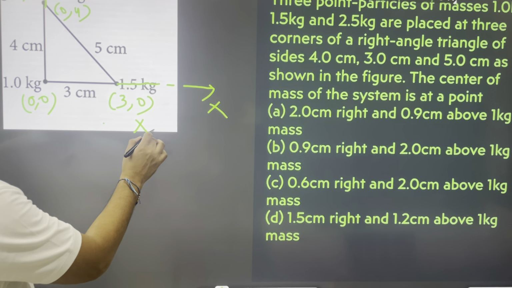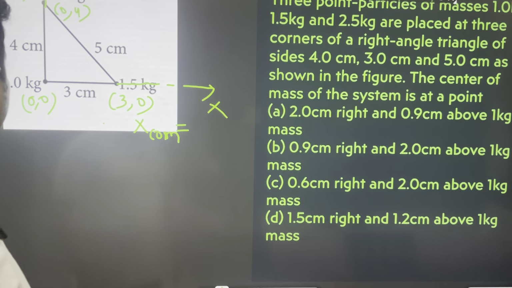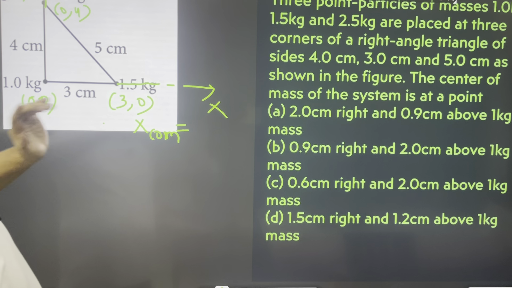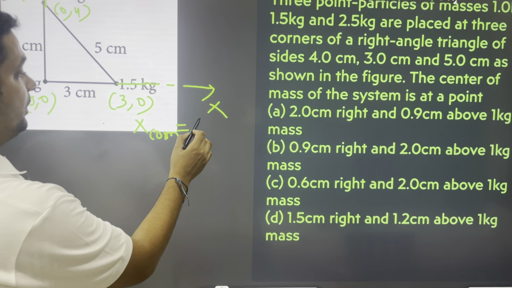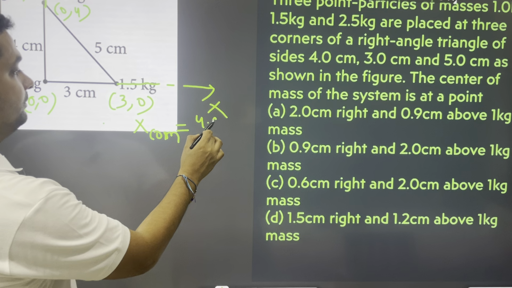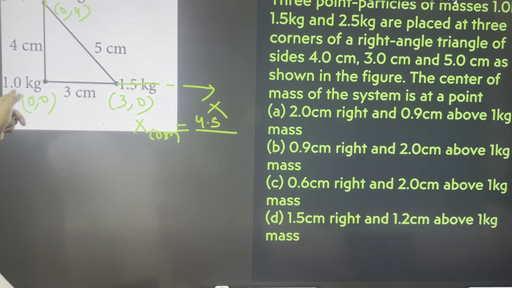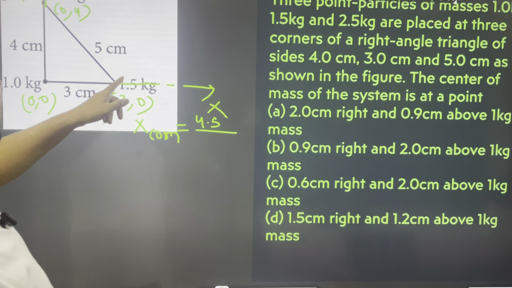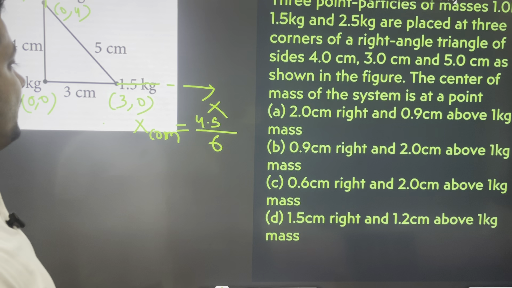Okay, so first we'll find the x center of mass. So what is the formula? X center of mass equals m1 x1 plus m2 x2 plus m3 x3. So see here, m1 x1 means 1 into 0 will be 0. Here 2.5 into 0 will be 0. Only 1.5 into 3 remains, which is 4.5. Okay, divided by total mass. Always you have to divide by total mass. 1 plus 2.5, 3.5, plus 1.5, it is 6. So it is 4.5 divided by 6.